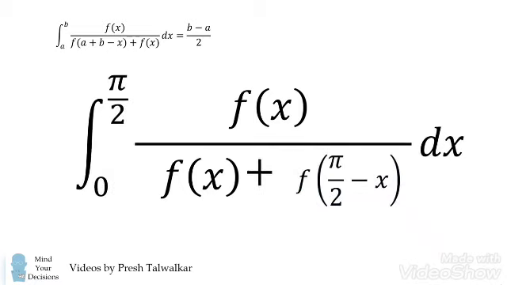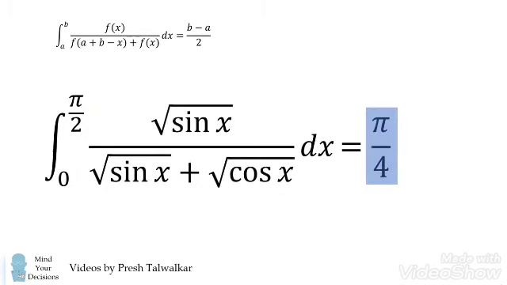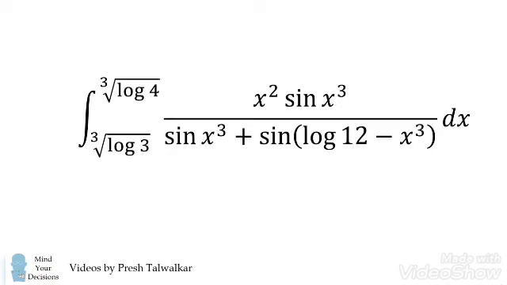So we again fit this template, and we can evaluate this integral as b minus a over 2. So it'll be equal to pi over 2 minus 0 all over 2, and this simplifies to be pi over 4. Incredible! We solved another tricky integral with this formula. Now, what about this final integral? We can't apply the formula right away.